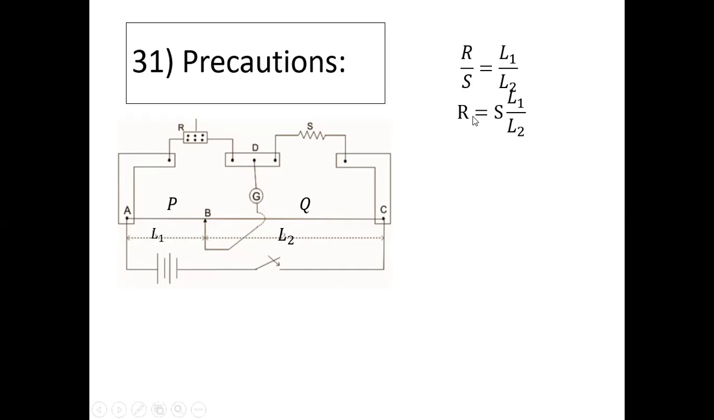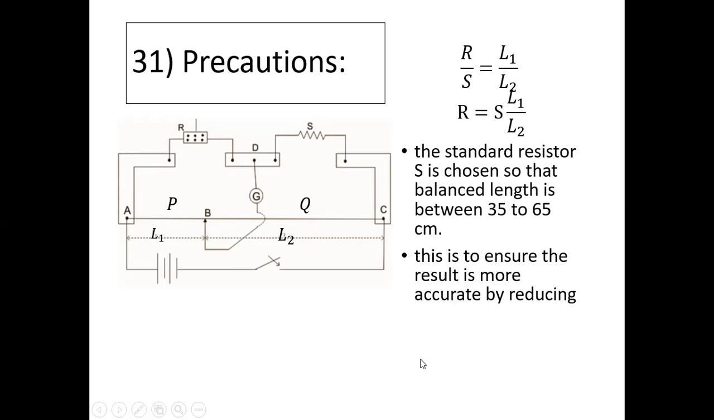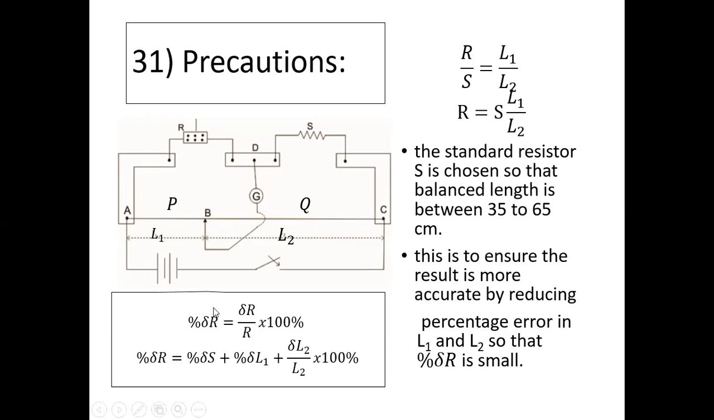Then R is S, L1 over L2. What are some of the things you have to be careful about, precautions, when you use this instrument? You want to choose your balance point B between 35 to 65 cm. This is to ensure more accurate results by reducing the percentage error in L1 and L2. That's what it means.